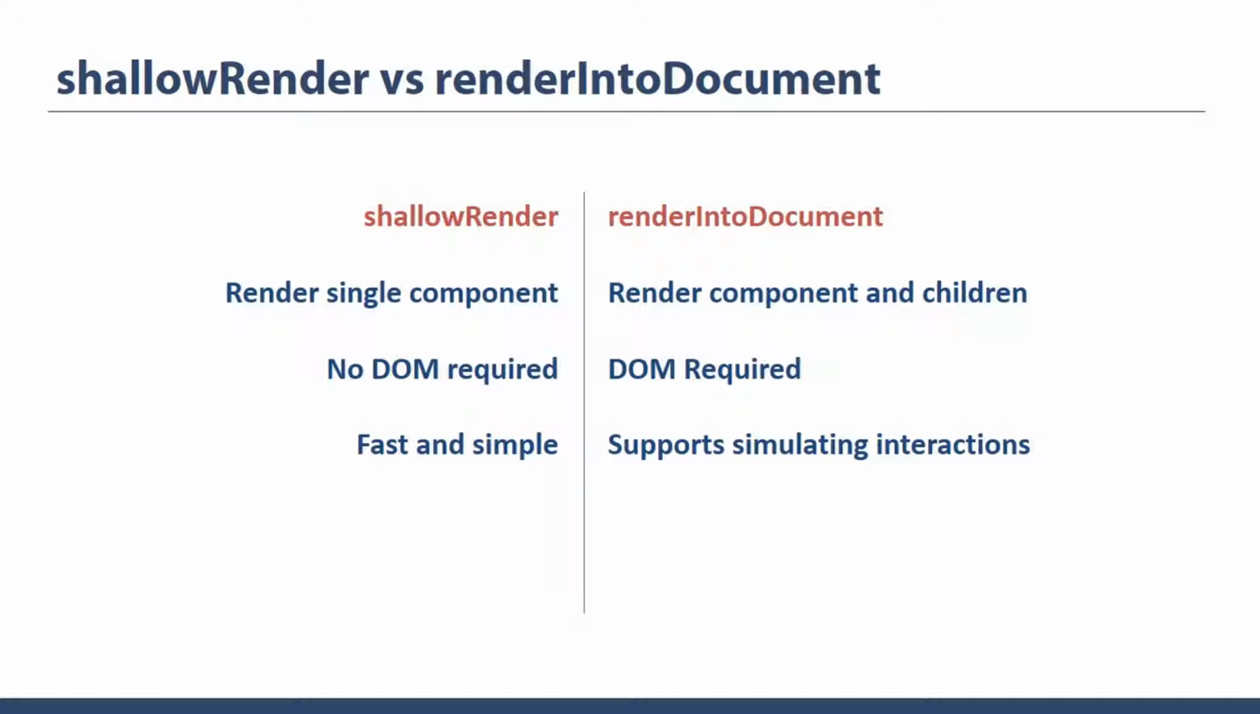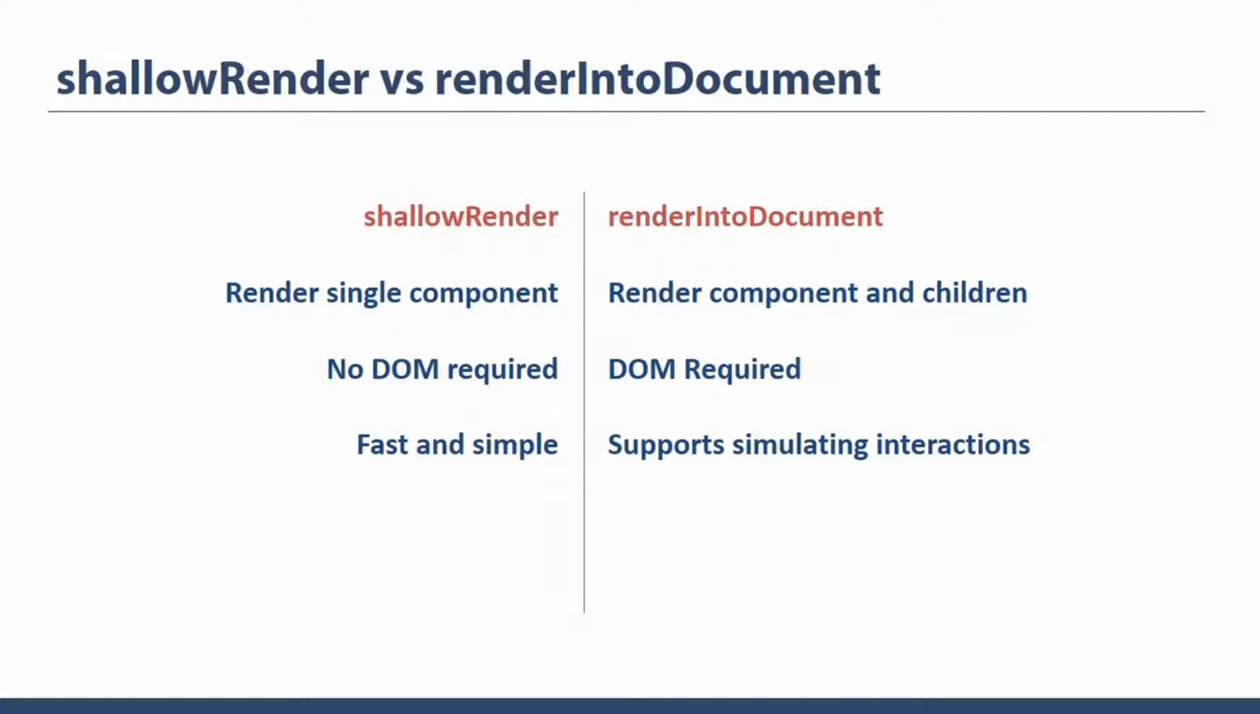When testing with shallow render, no DOM is required because shallow render returns an object that mirrors what we'd expect to see in the real-world DOM. We should prefer this approach when possible because it's fast and simple. But sometimes you want to simulate interactions between components or interactions with the DOM, such as clicks and change events. That's when shallow render is no longer sufficient.